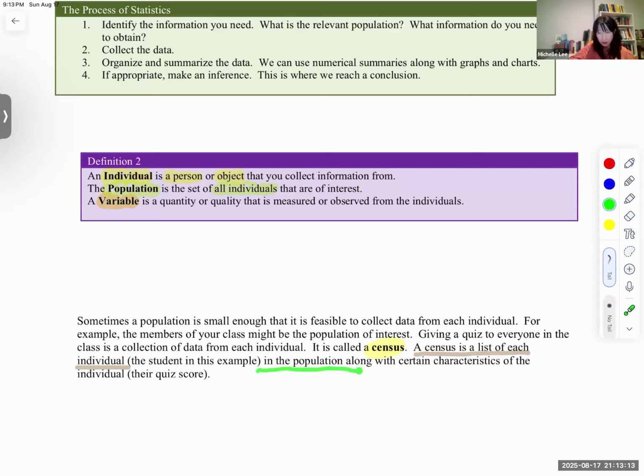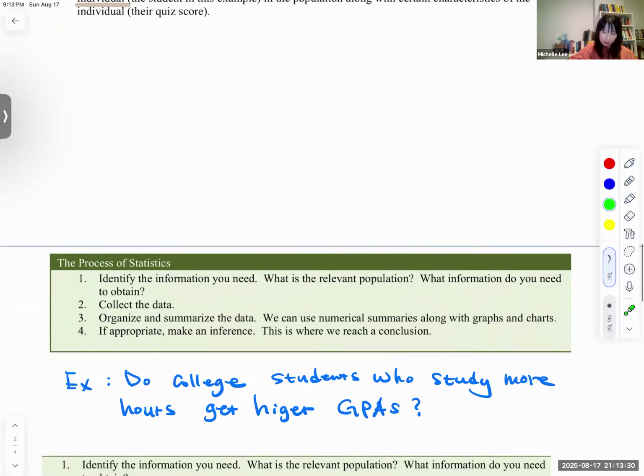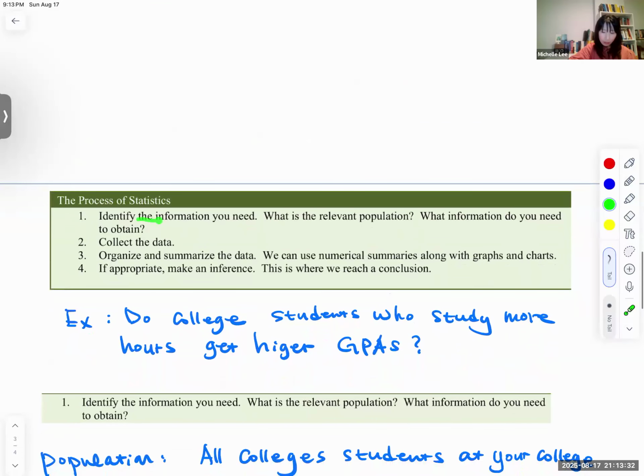And in the population along with certain characteristics of individual. Yeah, that's the census. Okay, now how do we make a process of a statistic, right? So they said identify the questions, information you need, what is a relevant population, what information do you need to obtain, right?